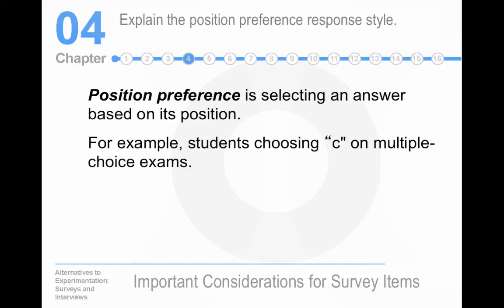A position preference is when you always pick C on a multiple choice. A couple ways to get around this. The obvious answer is to randomize the answers. And that's what I do with my quizzes. So it's different every time. So the answer's not usually C.